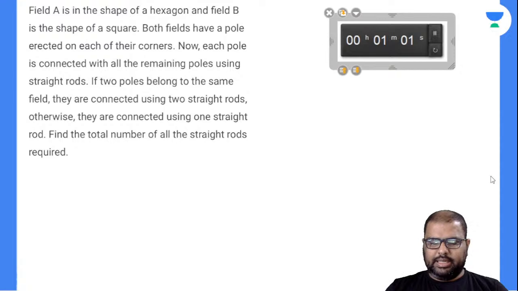If you can draw the diagram, automatically you can solve the question very, very easily.